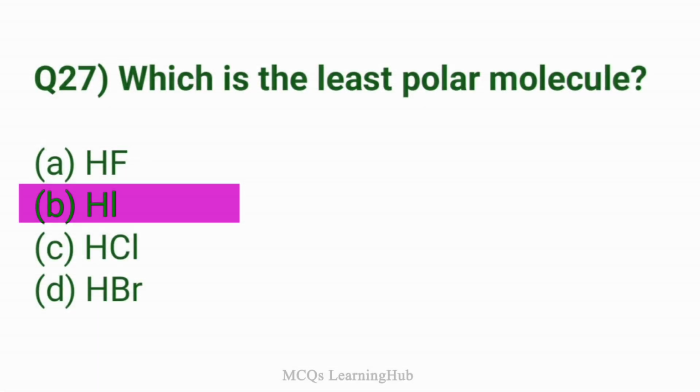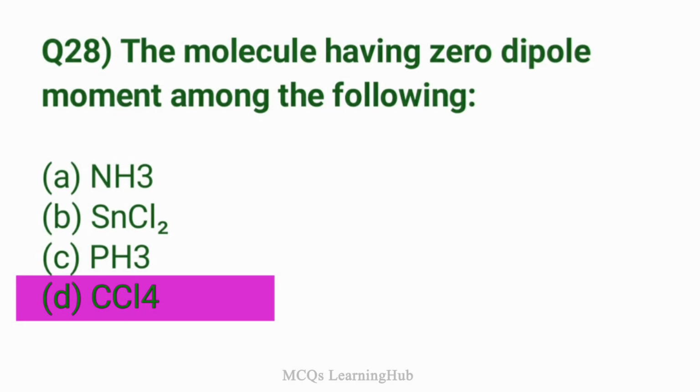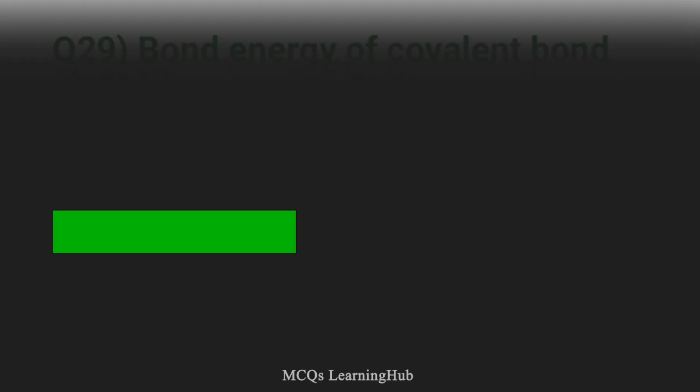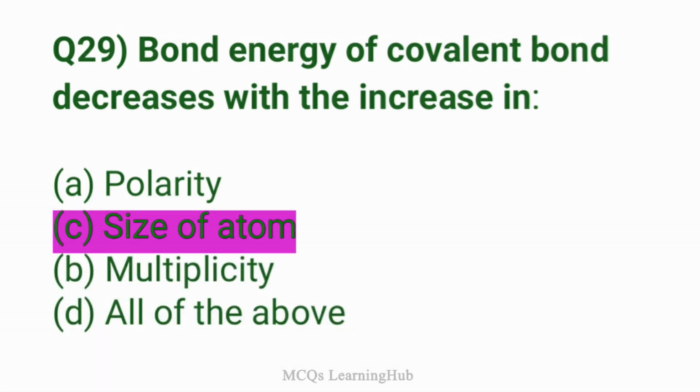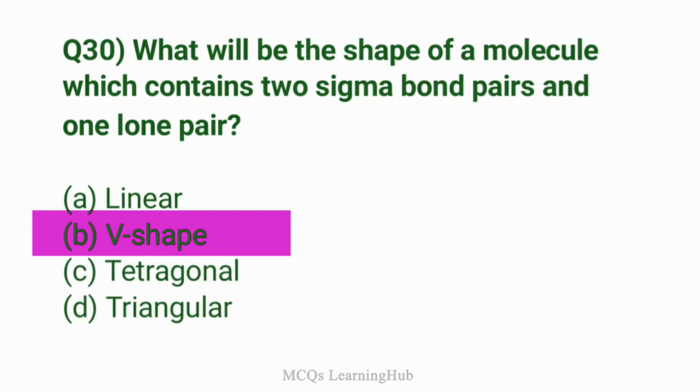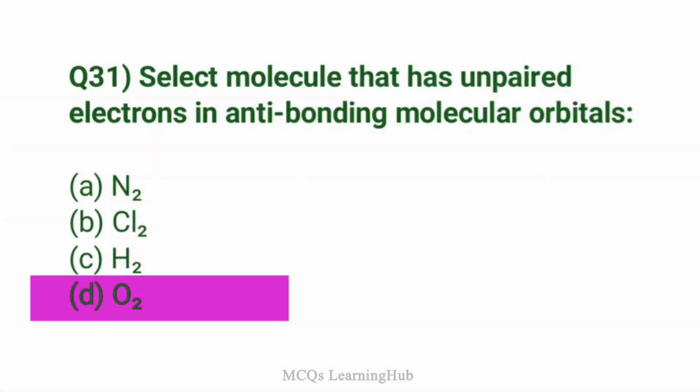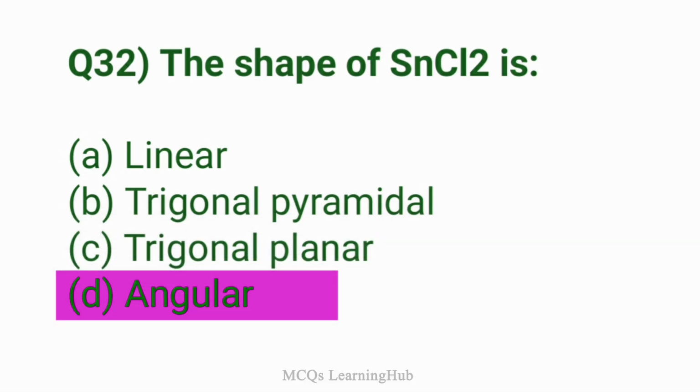Which is the least polar molecule? Option B is correct. Question 28. The molecule having 0 dipole moment among the following. Option D, carbon tetrachloride. Bond energy of covalent bond decreases with the increase in option C, size of atom. Question 30. What will be the shape of molecule which contains 2 sigma bond pairs and 1 lone pair? Option B, V shape. Question 31. Select molecule that has unpaired electron in anti-bonding molecular orbitals. Option D, O2. The shape of stannous chloride is option D, angular.